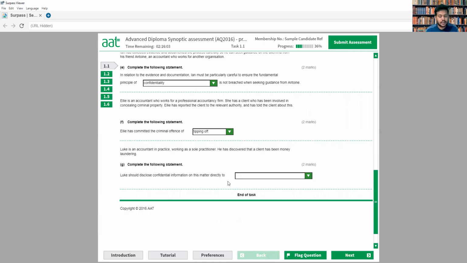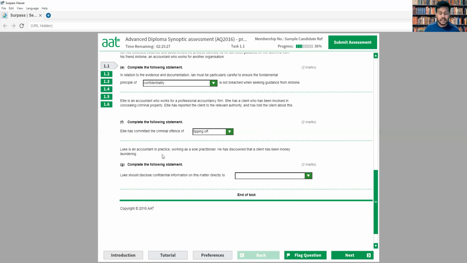Then the last one from the activity one, the task one, you can see here, Luke is an accountant in a practice working as a sole practitioner. Sole practitioner means he works for himself, like a self-employed. So basically he has no one to report to. Let's say I am an accountant, I don't have anyone, so I just work for my client. Now if I know some of my client is involved with money laundering, I don't have an MLRO, I don't have any committee to report to. So in this case I have to report to the NCA because I don't have anyone to report to.